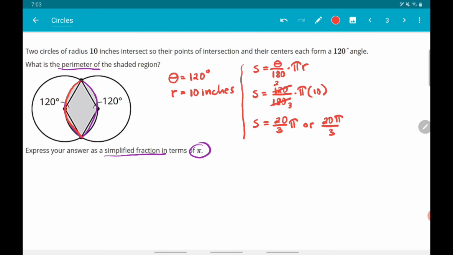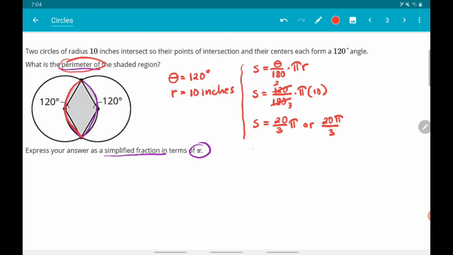Okay, it doesn't make it more correct. It only makes it look different. All right, but that's only one side. There's only one side of the arc. Now we need to find the other side, which is actually equal to the same amount of arc length. So what we're going to do is just multiply that by 2. This is going to be the total, the perimeter that we're looking for.